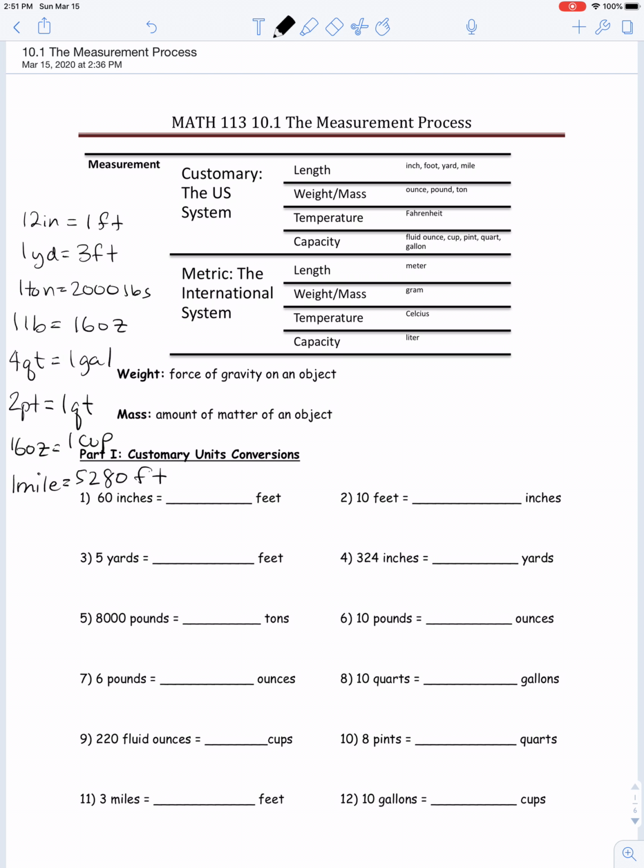The idea is that you're going to try to take something from one unit to another. For example, if we have 60 inches equals how many feet? In this case, we'd want to divide 60 by the number of inches that are in a foot, which is 12, which tells us that 60 inches is the same thing as 5 feet.